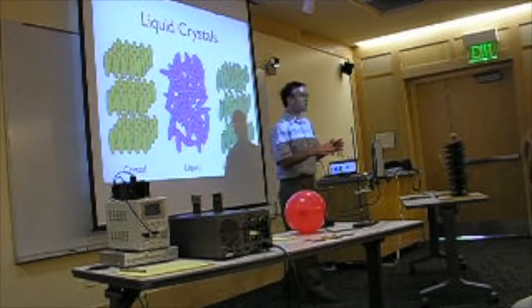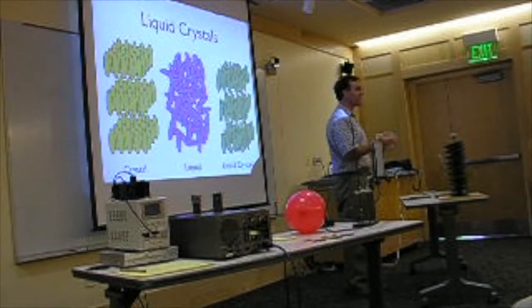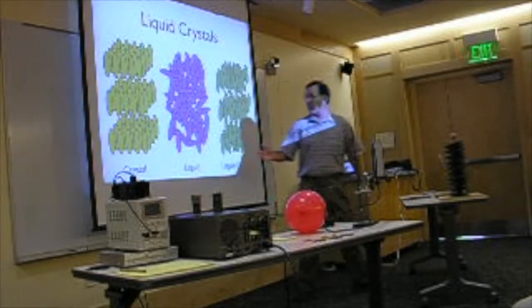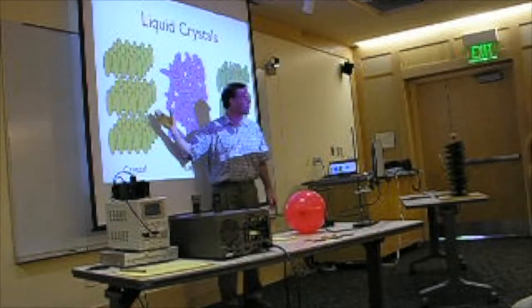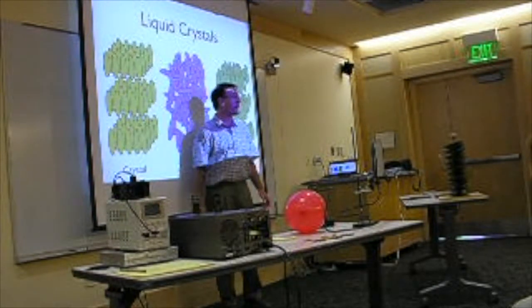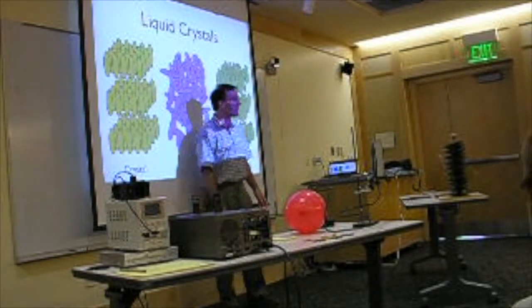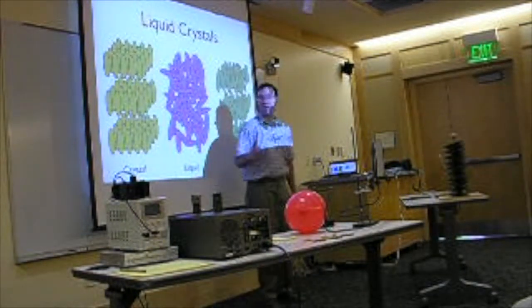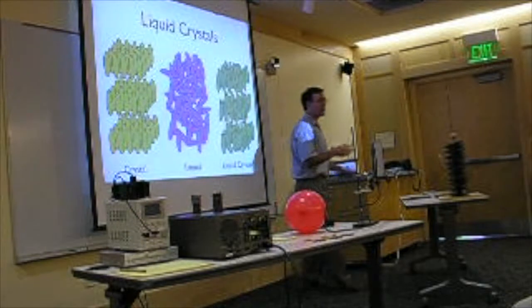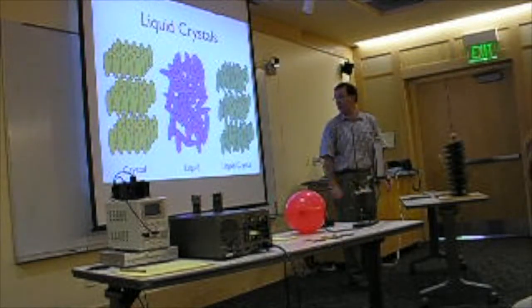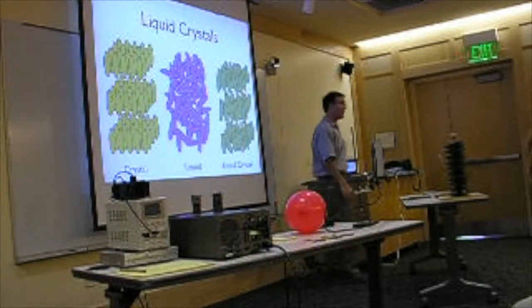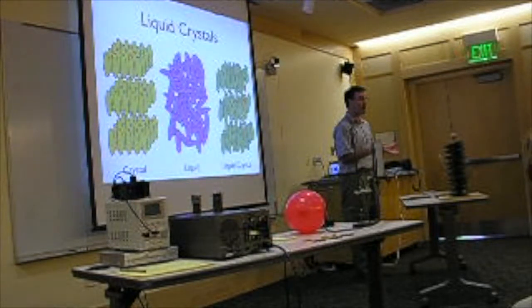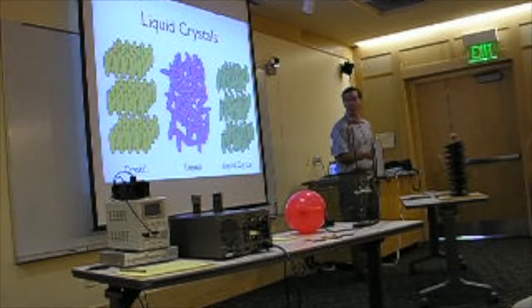A liquid will, of course, fill a container. It will take the shape of the container that's holding it. But a crystal won't, because we have this arrangement where the atoms are spaced regularly. So crystals and solids are rigid, and liquids are mushy. They will take the shape of the container. Well, what's a liquid crystal? A liquid crystal is a little bit of both.